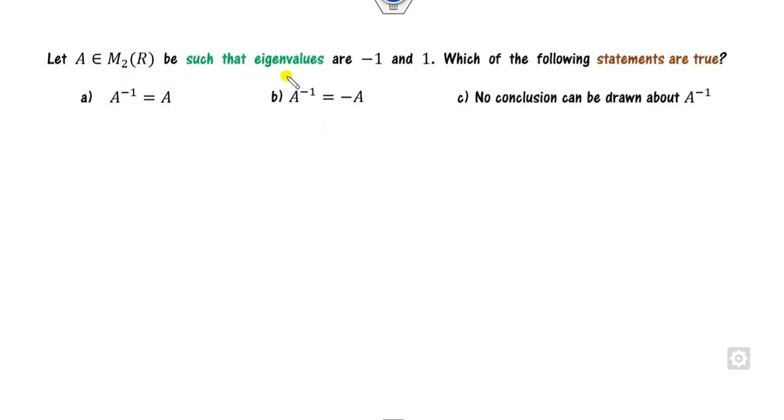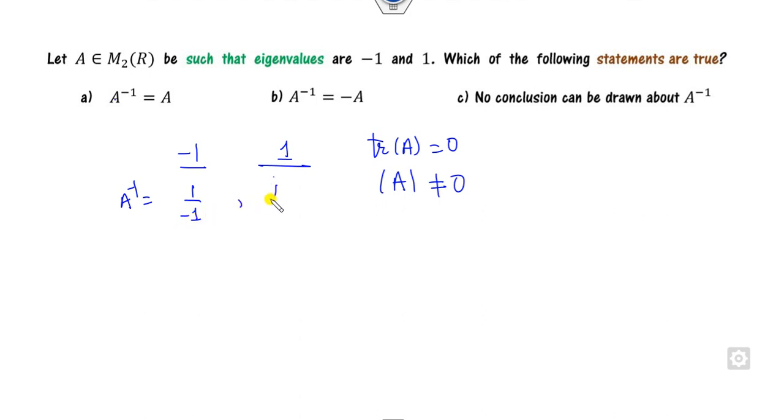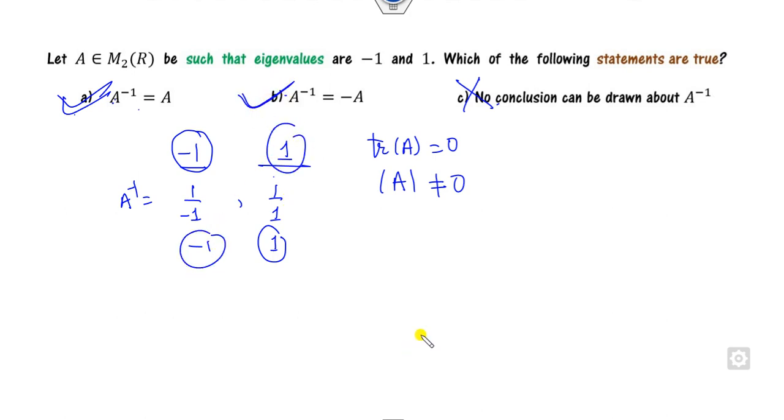Okay, so if A's eigenvalues are minus 1 and plus 1, clearly the trace will be 0. Determinant is non-zero. Once determinant is not 0, the eigenvalues of A inverse are 1 over minus 1, 1 over 1. So that is minus 1, 1. Both eigenvalues are the same. A inverse is minus of A? No. None of the conclusions. So the right answer is here. So you can see that, no, that is also true. Why? If eigenvalue is here, it could be this. If 1, it could be here. So A inverse could be minus of here. That's the right answer.